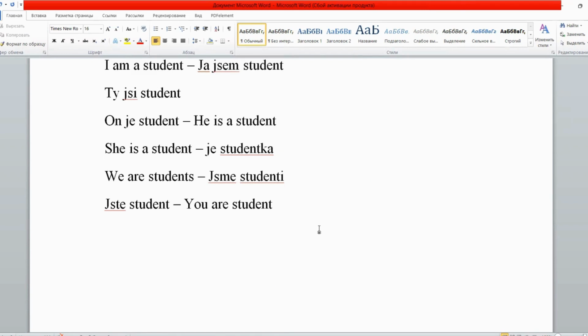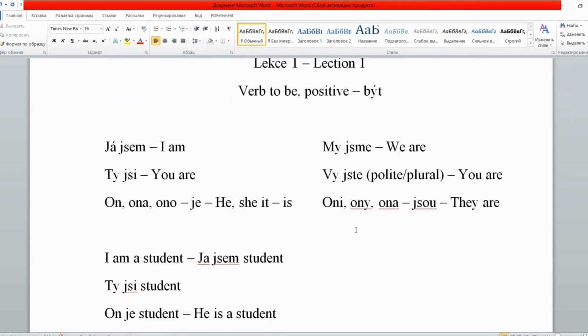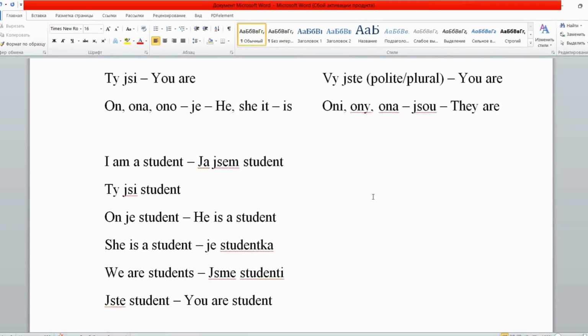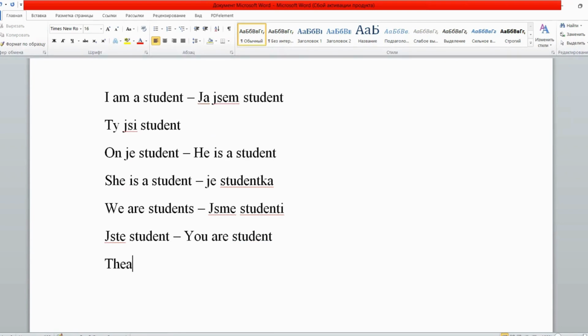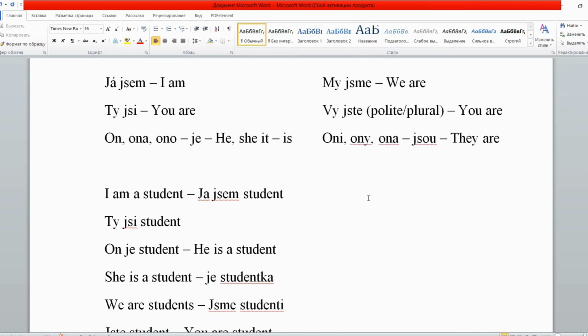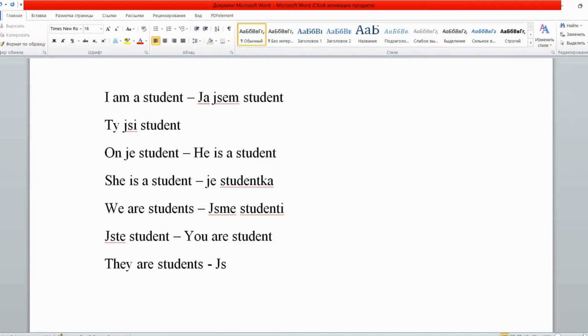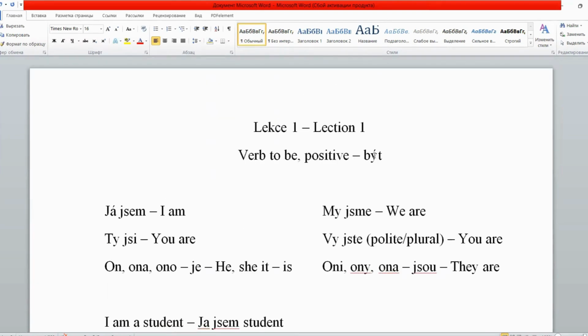And so let's proceed to the next step. If you want to say they are students, for example, it means jsou studenti. Jsou studenti. It's very easy. Don't forget this form. Jsou studenti. It was only the positive version of být.